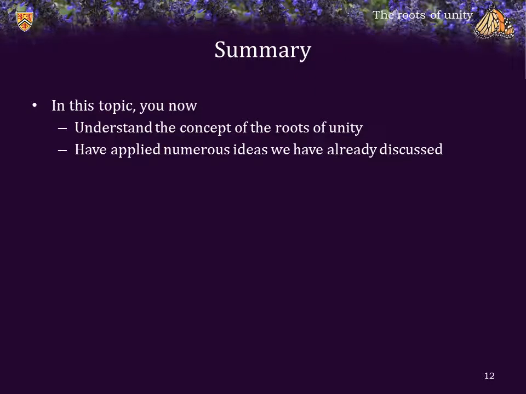So, in this topic, you now understand the concept of the roots of unity, you know how to find them, and you've applied numerous ideas with respect to powering the polar representation and the concept of the roots of a polynomial of the form z to the n minus 1, which must have n roots, and we have found that it does indeed have n distinct roots, each with multiplicity 1 that we can find.